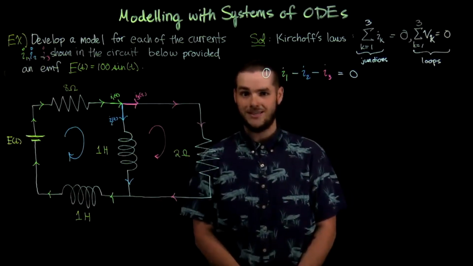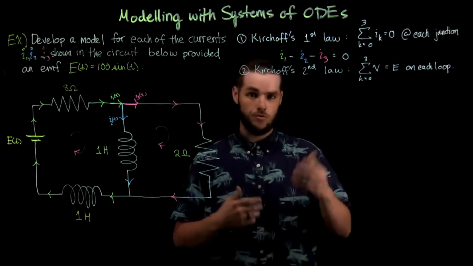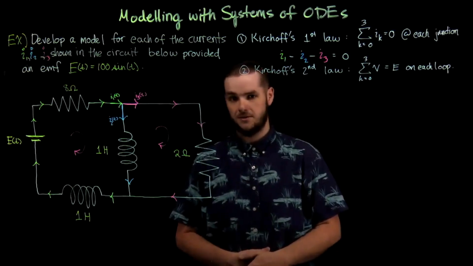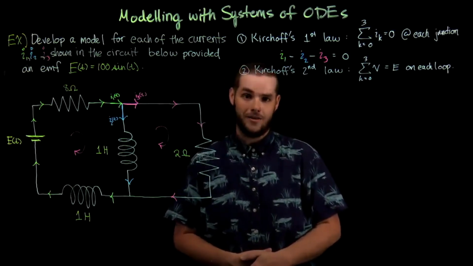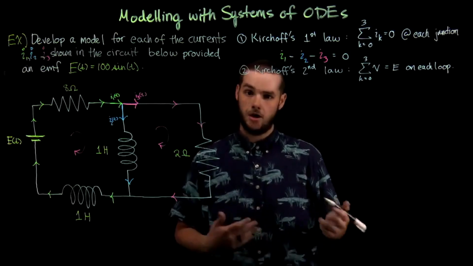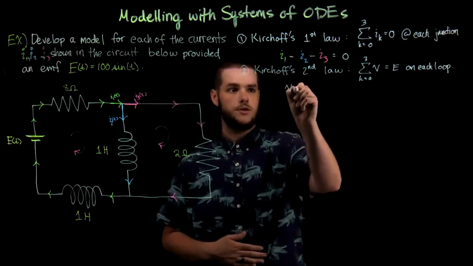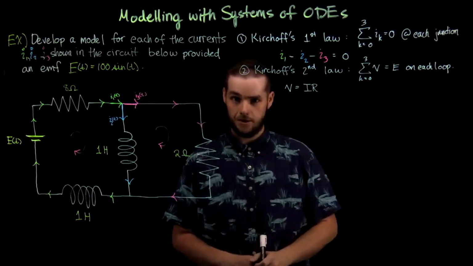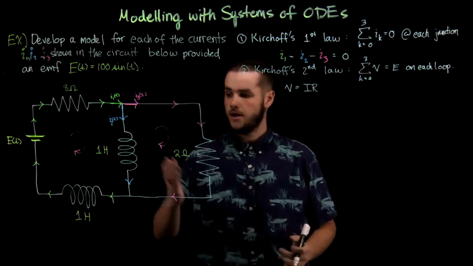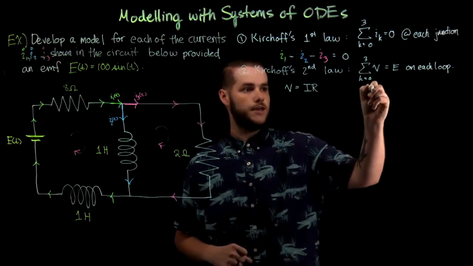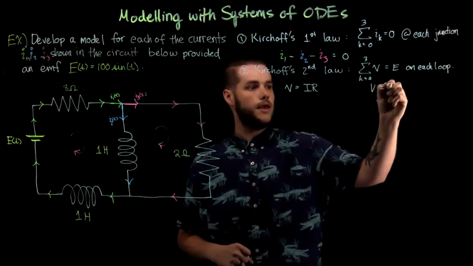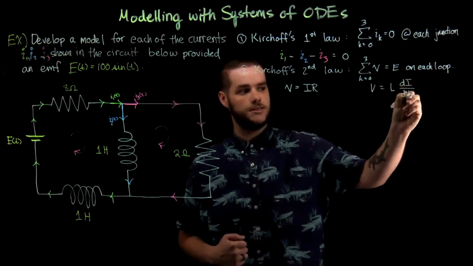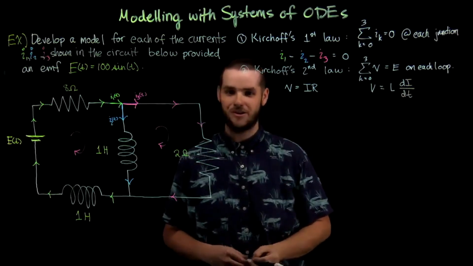Each loop is going to give me a separate equation. In order to be able to use Kirchhoff's second law, though, I need to understand how the potential changes across the resistors and the inductors, and those will use two other principles from physics. The first being Ohm's law, which tells me that the potential change is I times R, where I is the current and R is the resistance. Across the inductor, the change is L, the inductance of the inductor, times the derivative of the current, and would you look at that, there's the differential in our equations.